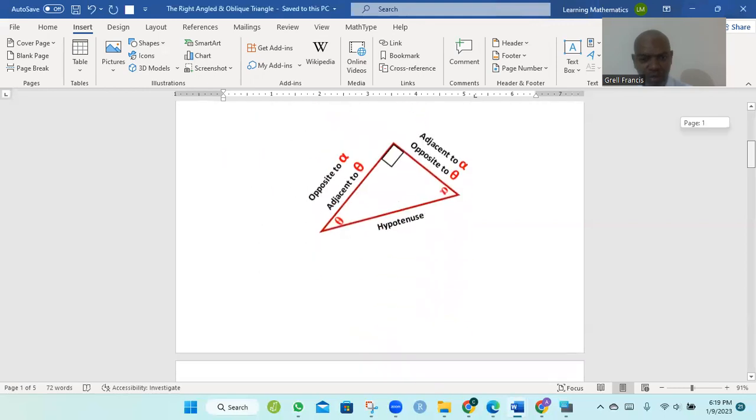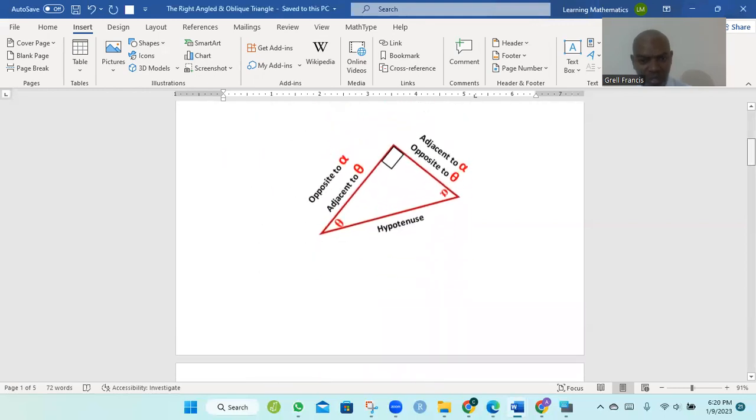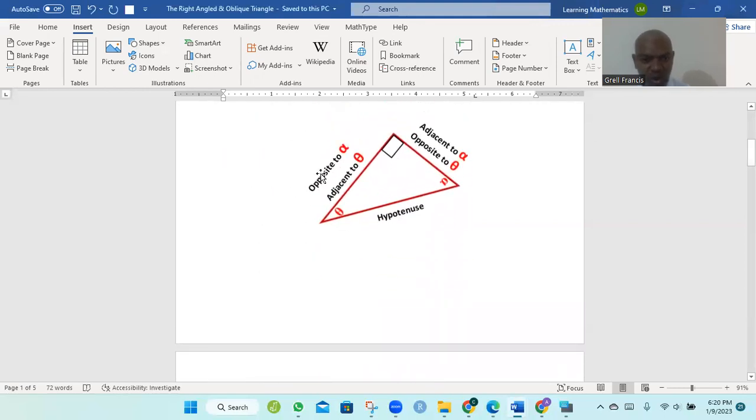So now, if you have an example like this one, this side here is opposite. Well, the hypotenuse, as we say, is always opposite from the 90 degrees. This side is opposite to alpha, and that very same side is adjacent to theta. This side here is opposite to theta, and this very same side is adjacent to alpha.